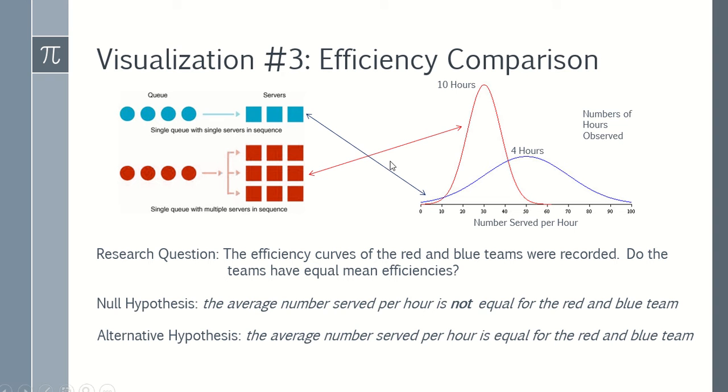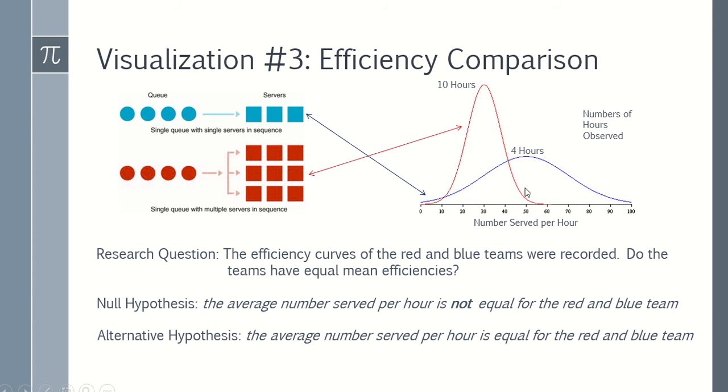Looking at efficiency comparison, the research question here is: the efficiency curves of the red and the blue teams were recorded. Do the teams have equal mean efficiencies? To be able to answer that question, we would formulate the null hypothesis as the average number served per hour is not equal for the red and blue team. And the alternate hypothesis would be the average number served per hour is equal for the red and blue team.